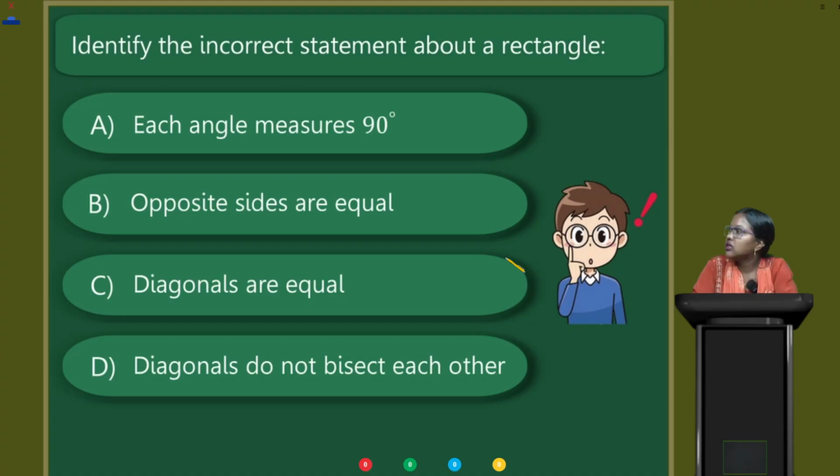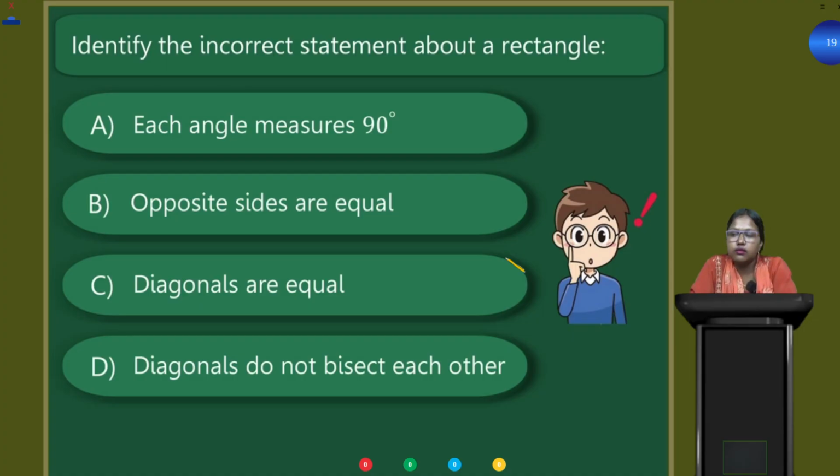The options are, option A, each angle measures 90 degree. Option B, opposite sides are equal. Option C, diagonals are equal. Option D, diagonals do not bisect each other. So let's see how many of you are able to answer the question. I give you time for 30 seconds.